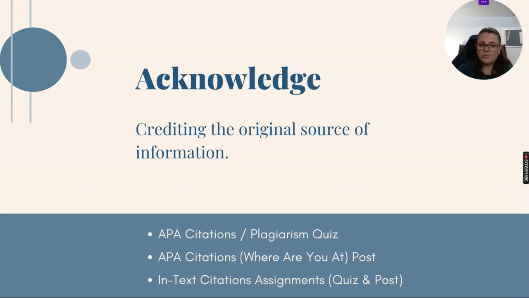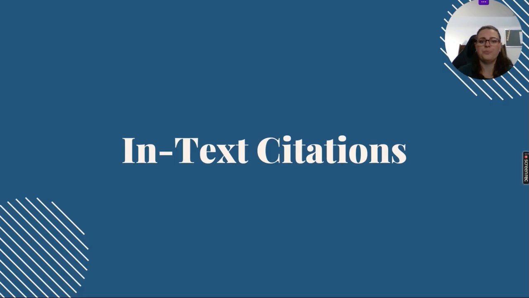Now for acknowledgement, this is where we're crediting the original source of information. We have already looked at this with the APA citations and plagiarism quiz and the APA citations where are you at post, and now we're also looking at this for our in-text citation assignments, both the quiz and the post for this week. All of these steps, these 2 are really the ones that are connecting everything together. They're pulling it together. You're presenting something neatly wrapped up in a nice little bow.